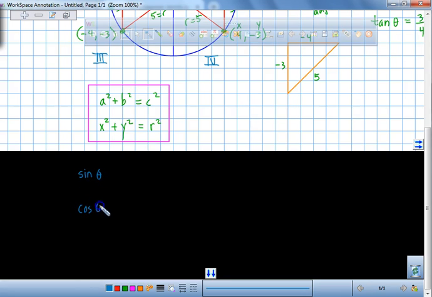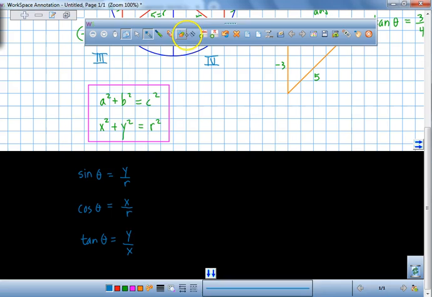The cosine of theta, and the tangent of theta. We are going to do things not in terms of the opposite and the adjacent and the hypotenuse. We're going to do everything in terms of x, y, and r. Your sine of theta will always be the y value over the r value. The cosine of theta will always be the x value over the r value. And the tangent of theta will always be the y value over the x value.